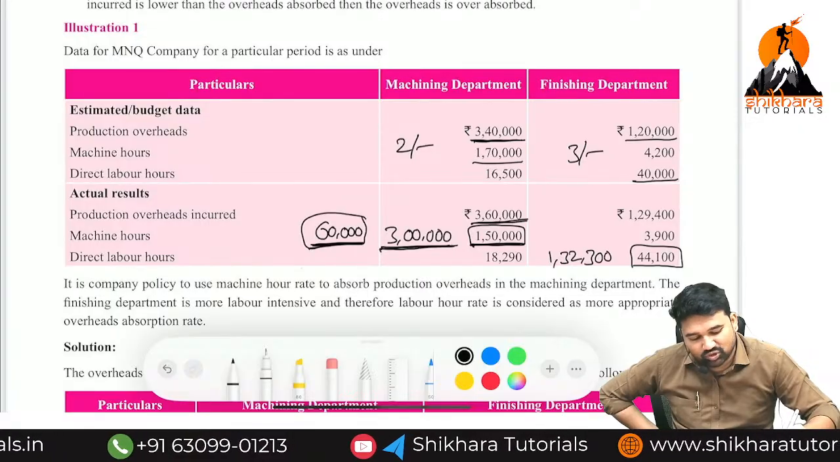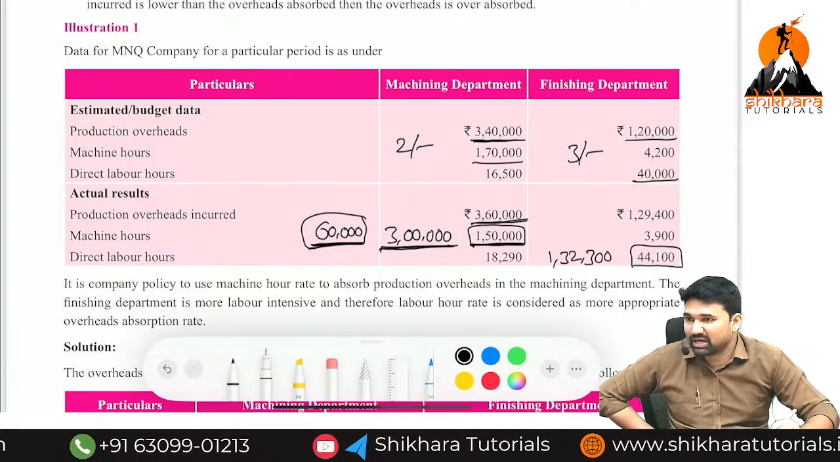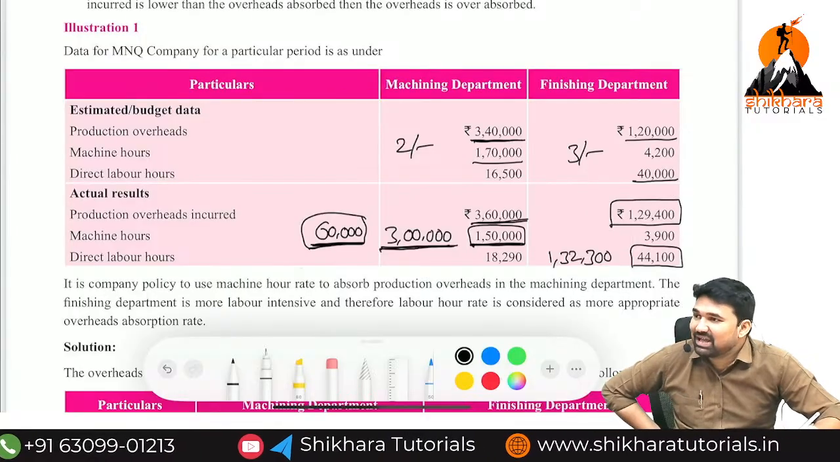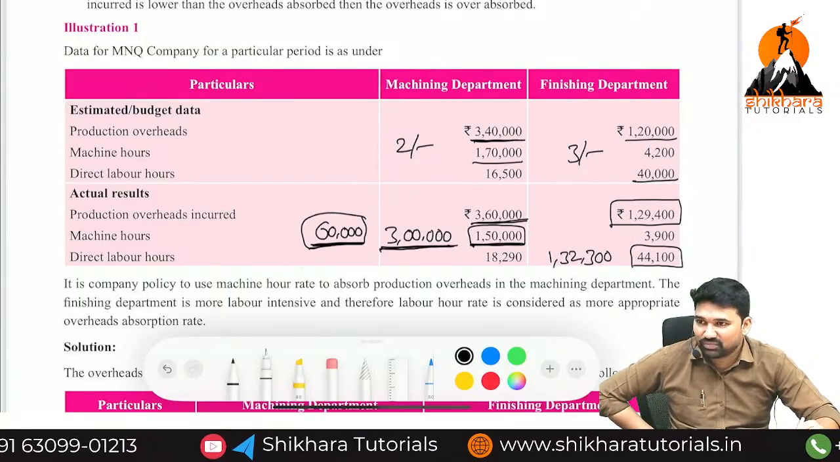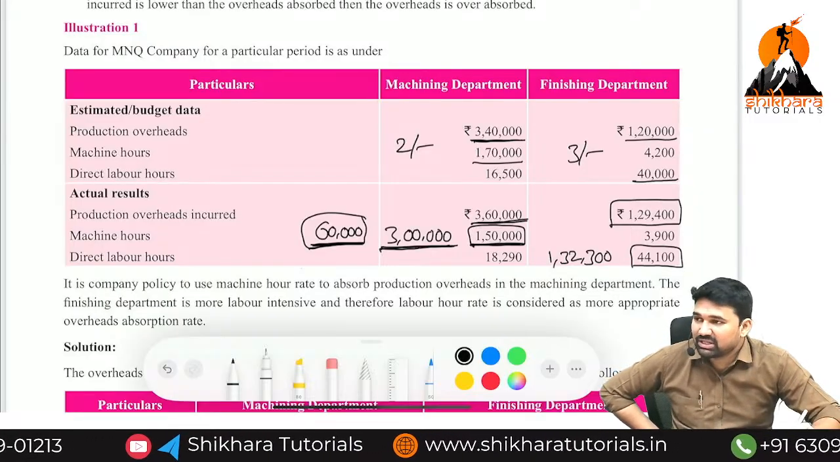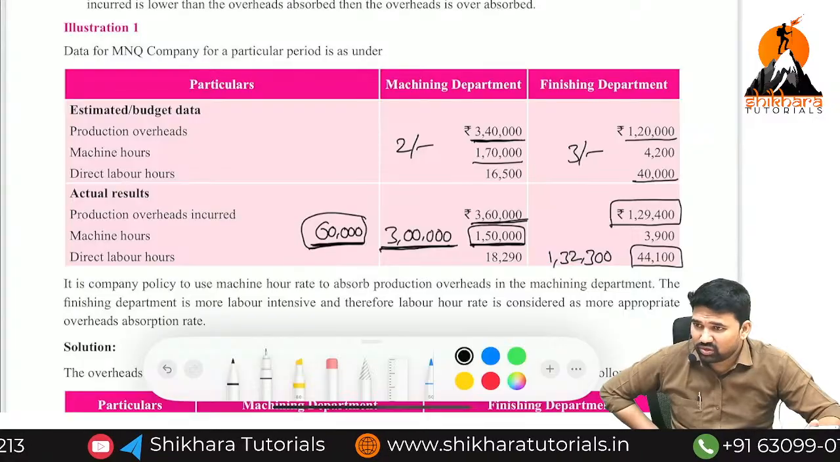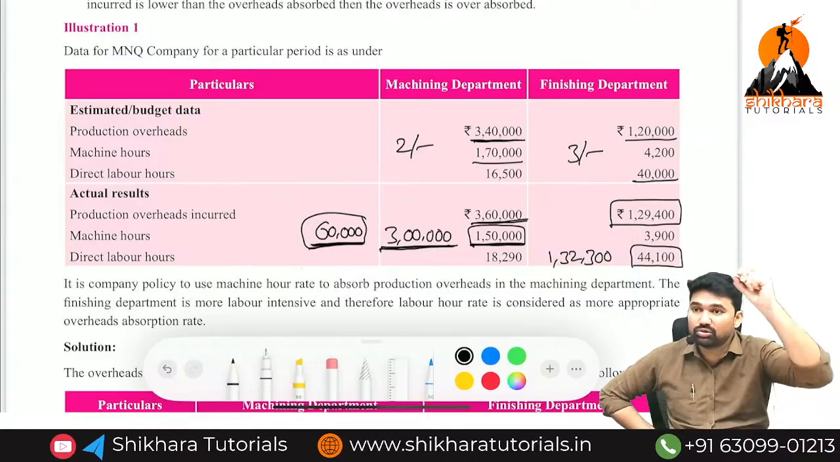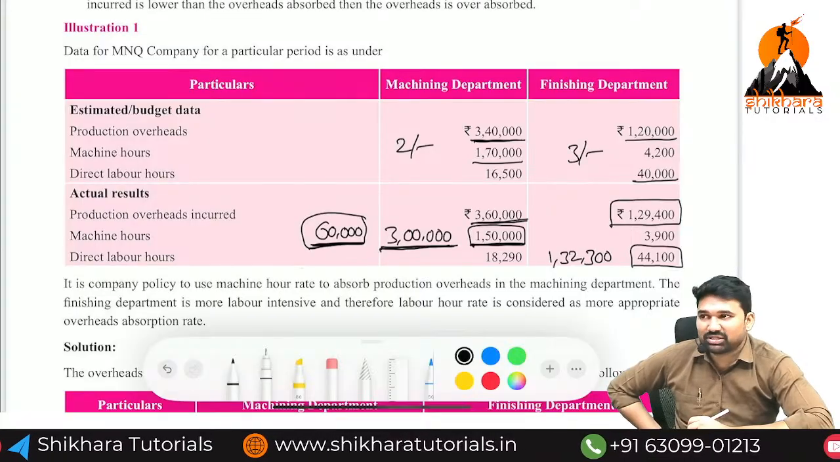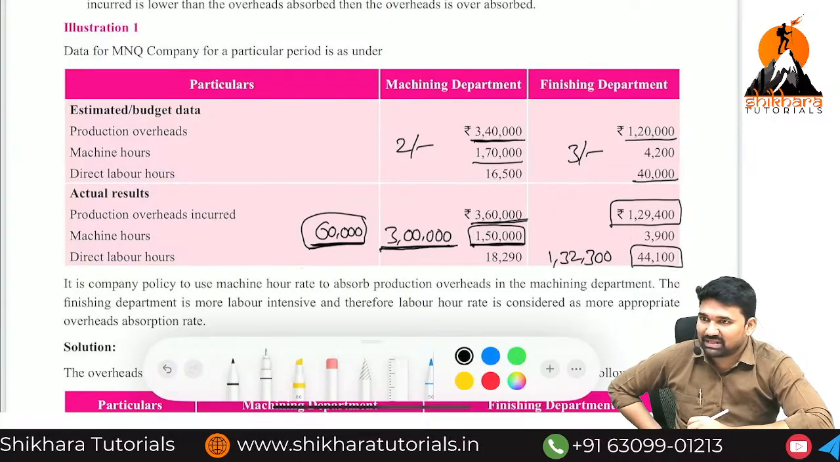1,32,300. So this is our recovered rate. But how much is our actual expenditure? 1,29,400. We incurred just 1,29,400, but we charged 1,32,300. It means over absorption or under absorption? Over absorption. The example goes like this.